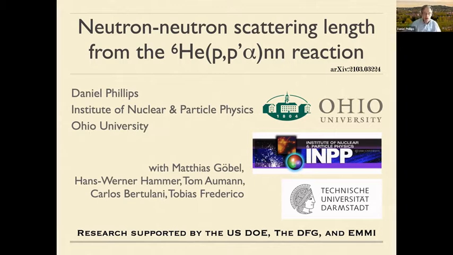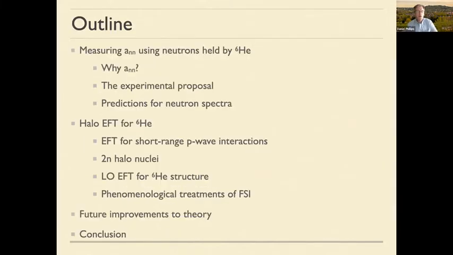So, the basic idea here is to measure the neutron-neutron scattering length using neutrons that are loosely held by the helium-6 nucleus. So you essentially strip away the alpha particle, the neutrons then sit there in some low energy configuration, and you use a precise measurement of the final state neutron energy spectrum to extract the neutron-neutron scattering length.